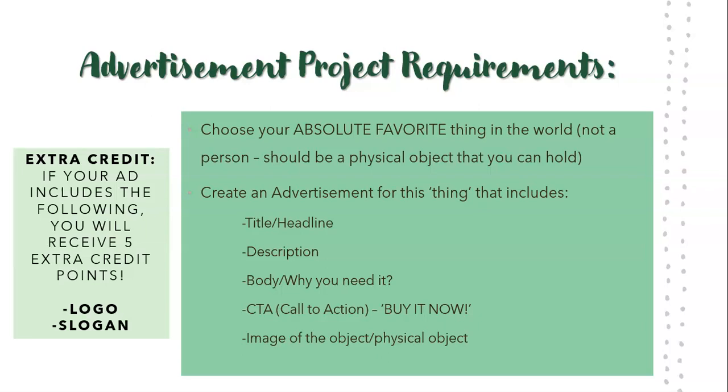And then you're going to create that advertisement that includes all 5 of those things we just talked about: a title or a headline, the description, the body and why you need it, your CTA, your call to action, and an image of the object or the physical object itself. You will get extra credit if your ad includes a logo or a slogan, but those are not required of you.